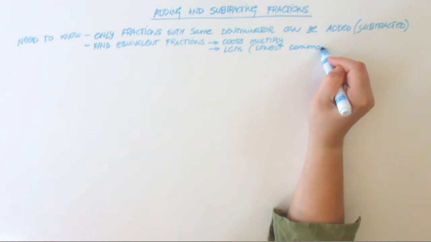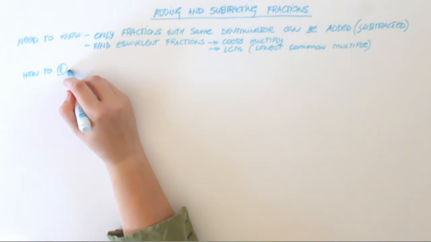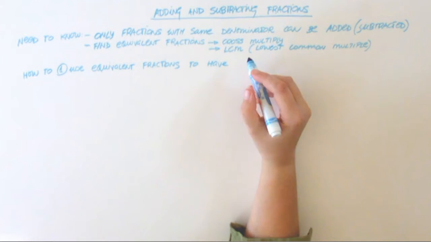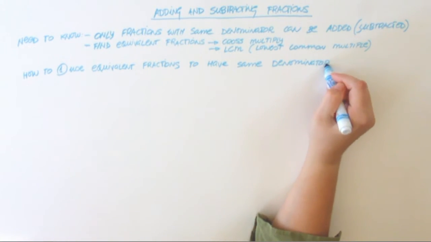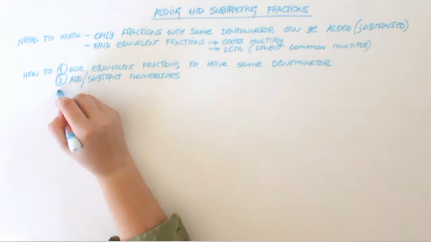Now for the how-to, the very first step is to use equivalent fractions to have the same denominator. Once I have that, I add or subtract the numerators, and the denominator does not change.